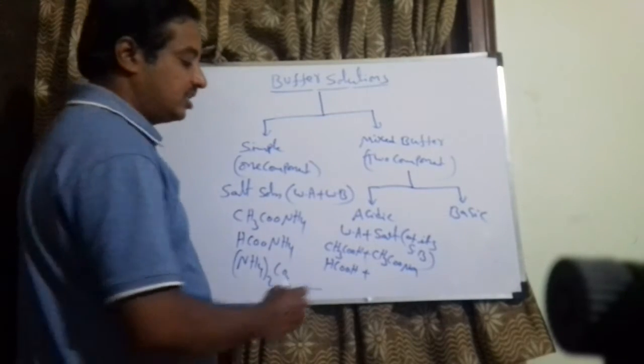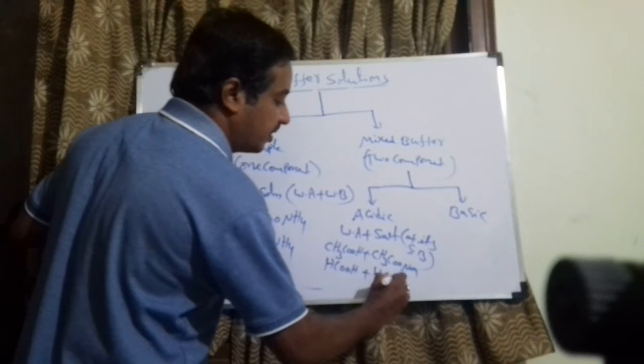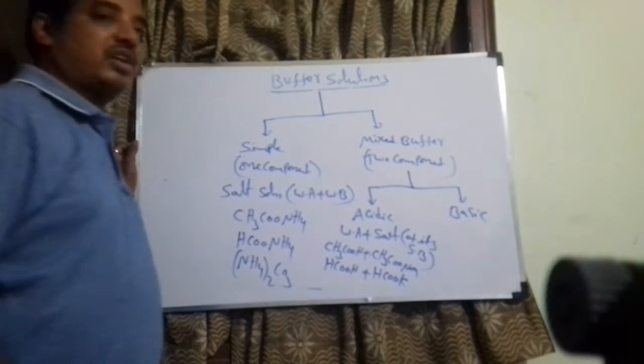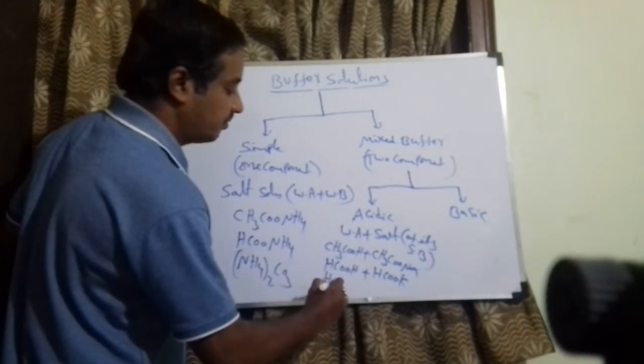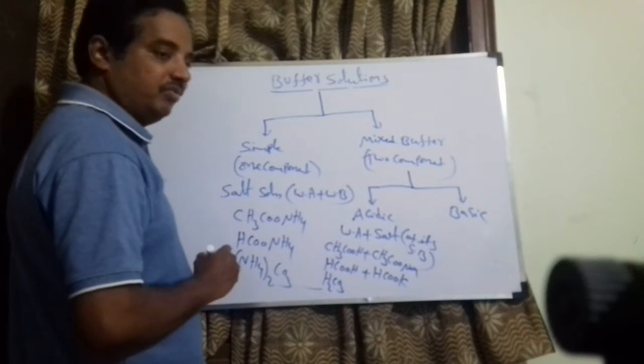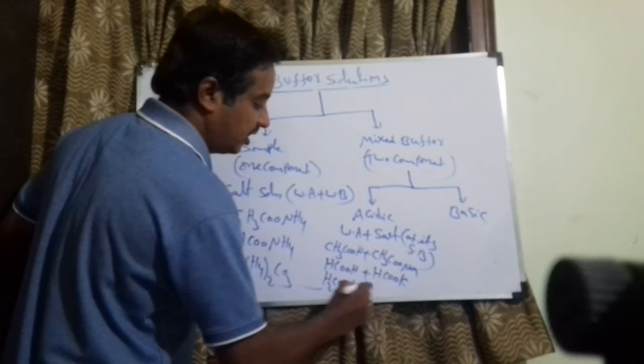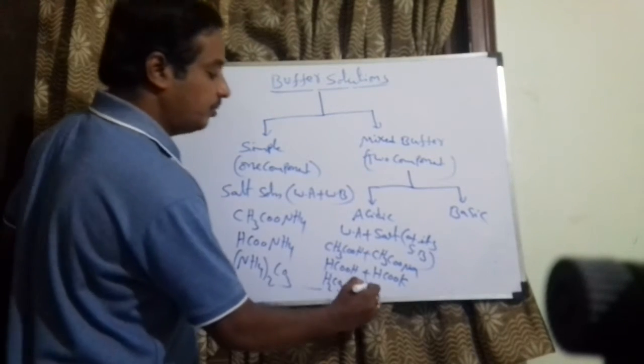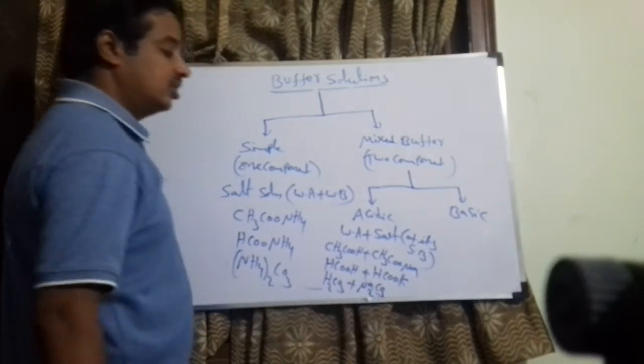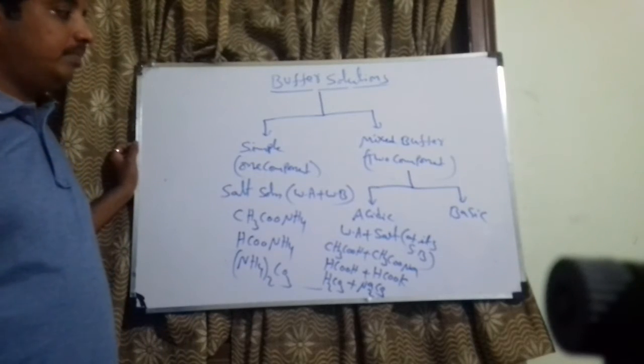Another example: formic acid, HCOOH, is a weak acid, and potassium formate, HCOOK, comes from potassium hydroxide. Now H2CO3 is a weak acid. It reacts with sodium hydroxide to form the salt sodium carbonate. So these are also known as acidic buffers.